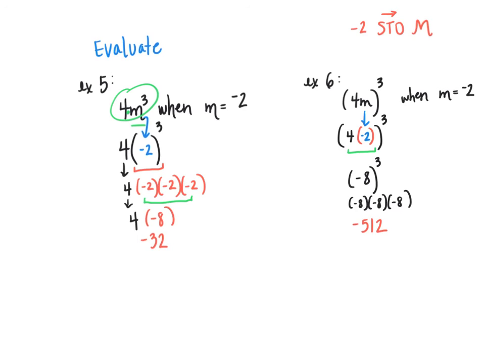And the same thing for example 6, -2 is already stored, and so when you plug in the quantity, make sure you put those parentheses there. When you have the quantity of 4m to the third, you're going to end up with -512. And that's section 4.1.